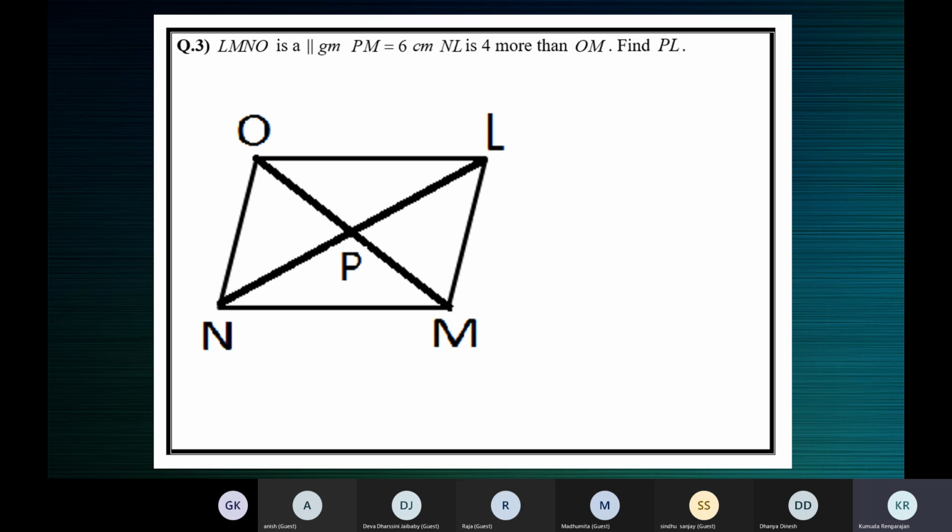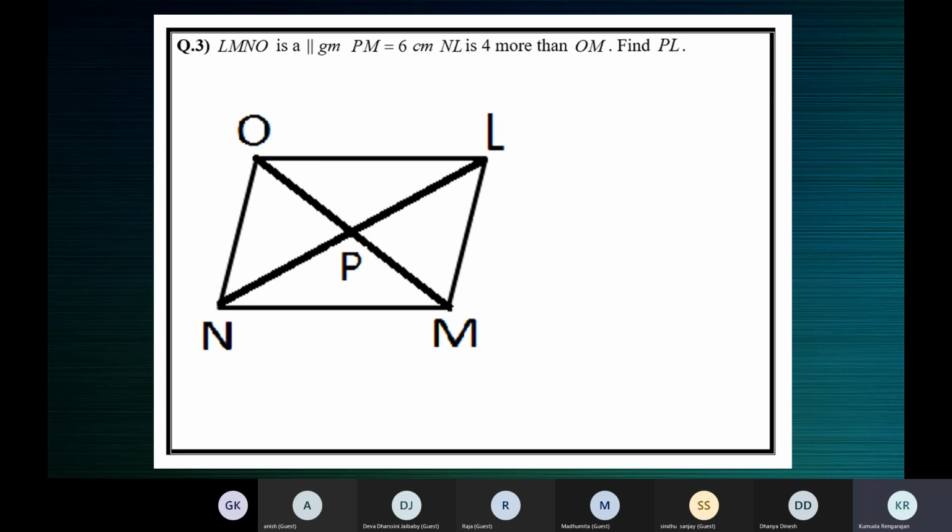All right, so let's start again. PM is 6 centimeters. So with this, what do you find immediately? OP is also 6 centimeters, ma'am. OP is also 6 centimeters because P is the midpoint of OM. So if PM is 6 centimeters, OP is also 6 centimeters. Now what's the length of the diagonal OM? 12 centimeters, ma'am. Okay, so we are done with the diagonal OM.